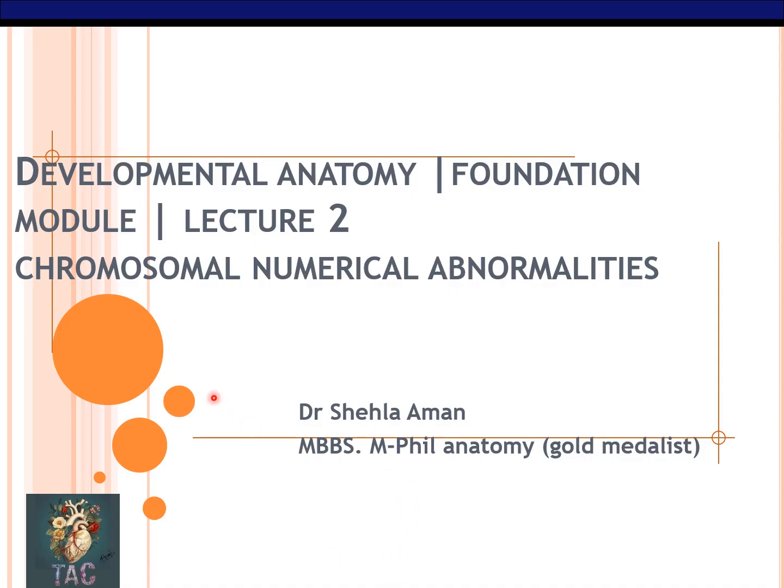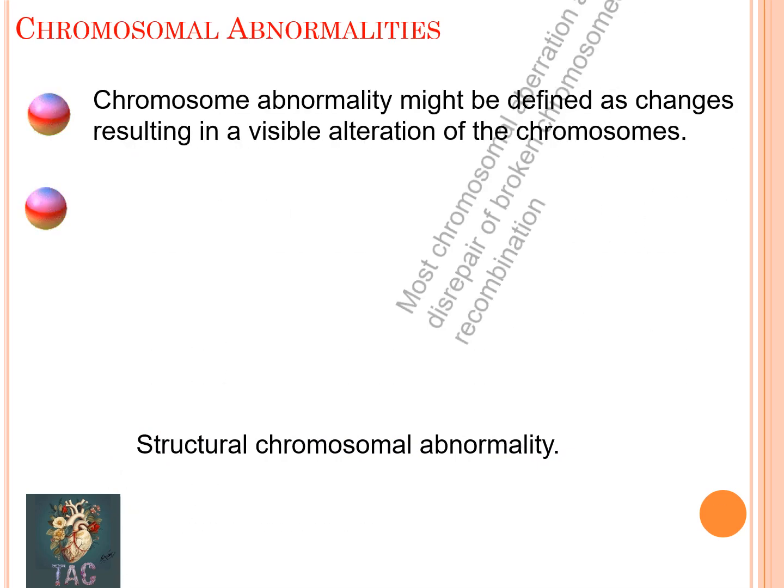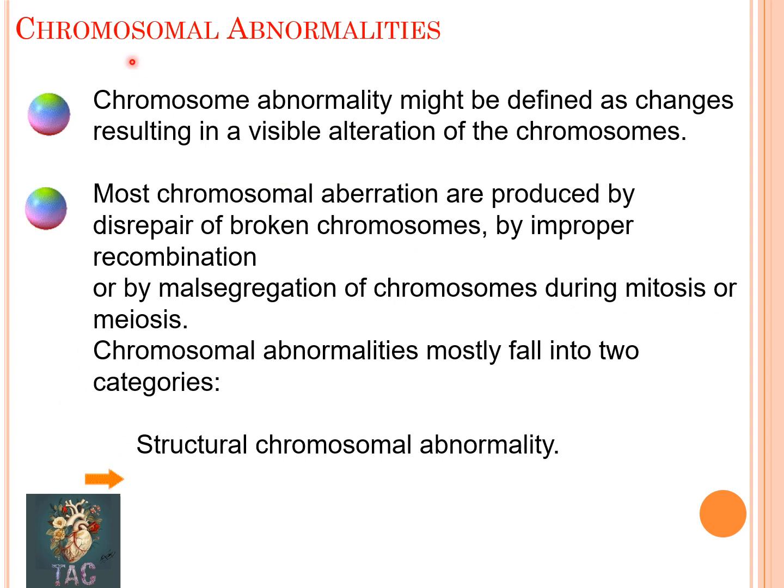Today we are going to discuss, in developmental anatomy, the chromosomal numerical abnormalities. Chromosomal abnormalities might be defined as changes resulting in visible alteration of the chromosome number. Most chromosomal aberrations are produced either by the disappearance of a broken chromosome or by improper recombination, or there may be mal-segregation of chromosomes during either mitosis or meiosis.